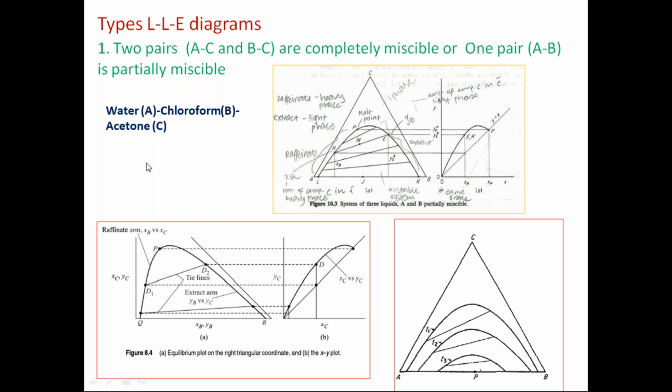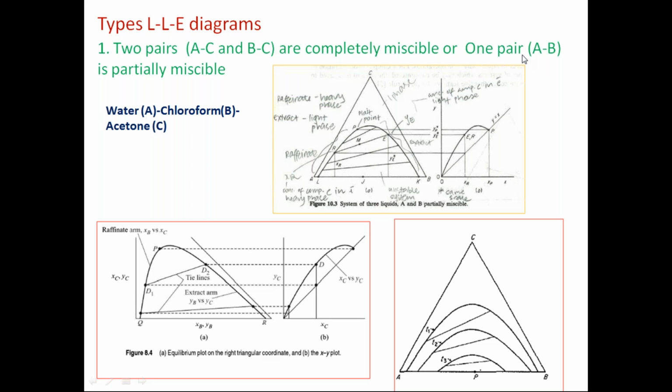So you can see different such types of systems. For example, take water which has acetone and will be separated by chloroform. Water is the aqueous layer and chloroform is the organic layer. The feed solvent is water, the organic solvent is chloroform, and acetone is the solute in between these two. That is an example of a system in which A and C, that means water and acetone, and B and C, chloroform and acetone, two pairs are completely miscible. That means acetone is completely miscible in water, and acetone is completely miscible in chloroform.